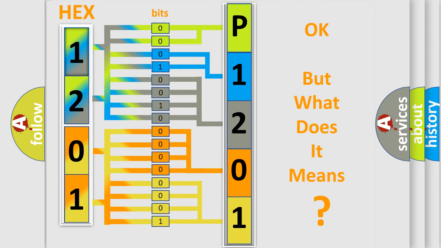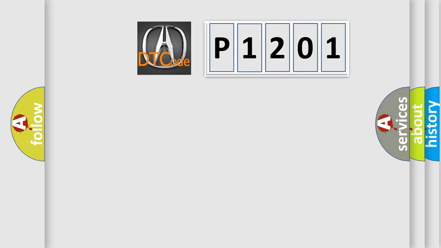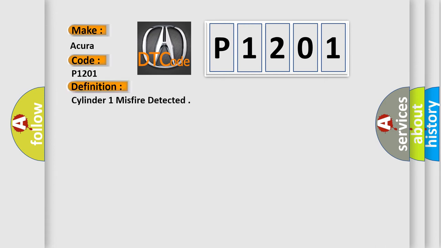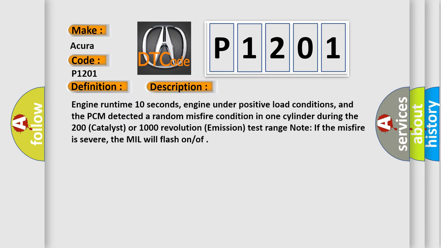The number itself does not make sense to us if we cannot assign information to what it actually expresses. So, what does the diagnostic trouble code P1201 interpret specifically for Acura car manufacturers? The basic definition is cylinder 1 misfire detected. And now this is a short description of this DTC code.